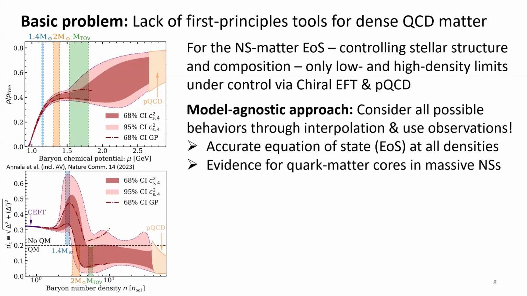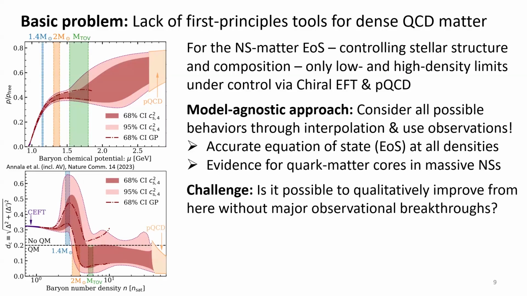And we have also made a case for the likely presence of quark matter inside massive neutron stars. Again, this is a plot where I will later explain what exactly this DC quantity is that we are showing as a function of baryon number density.